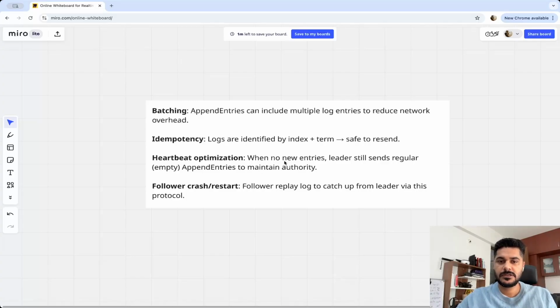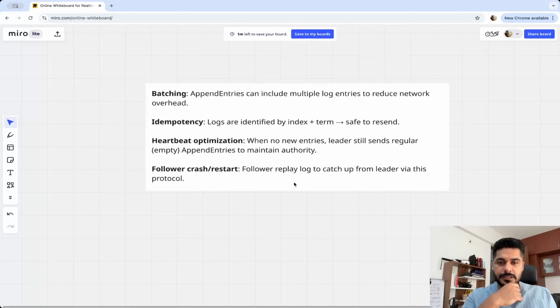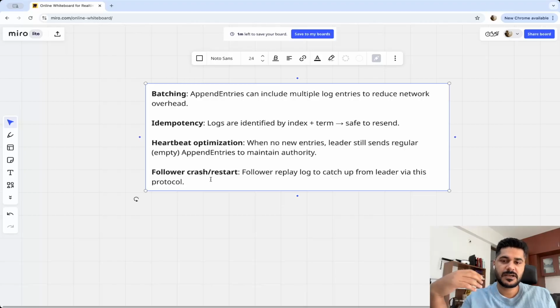Heartbeat optimization: all of your followers know that your leader is there because it is continuously sending heartbeat requests. So this point I already mentioned. Whenever there is a crash or a restart, it need not replay from scratch. It will replay from the point of failure, and restarting or recovering from a crash is very optimized with this consensus algorithm.